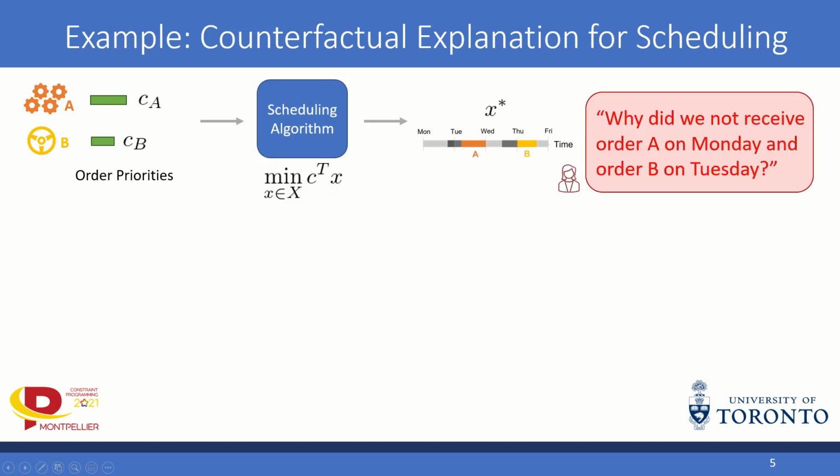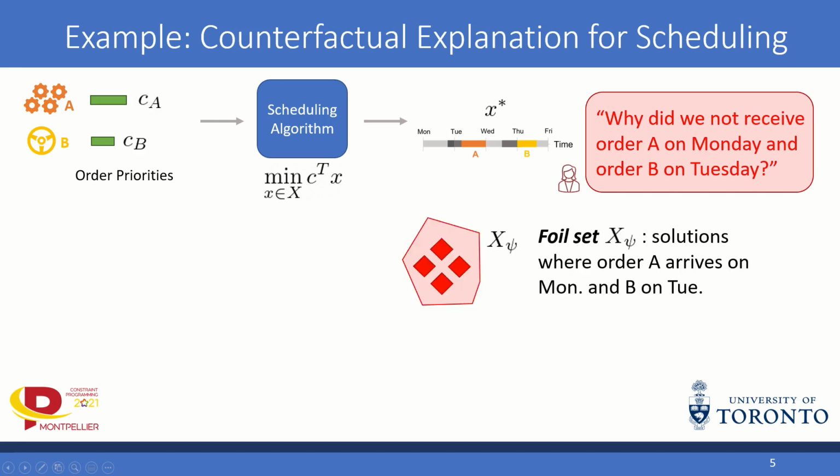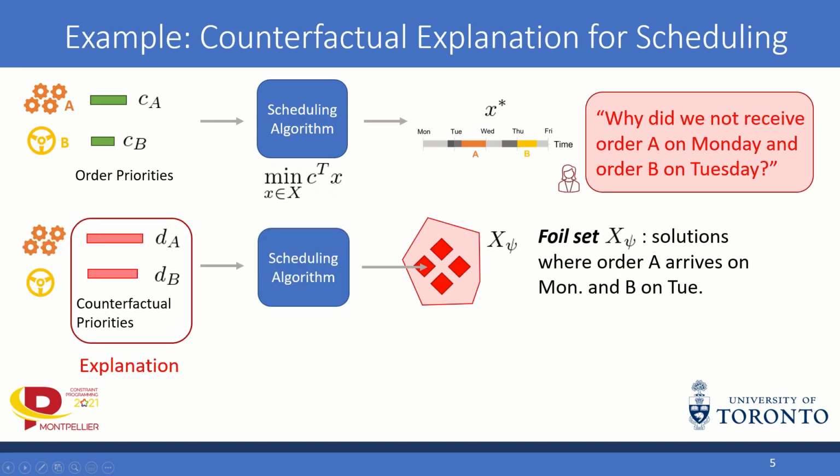Upon seeing part of the schedule, a client asks, why did we not receive order A on Monday and order B on Tuesday? And we define the foil set as the set of solutions that satisfy these delivery times. Then we present the user with an explanation in the form of the counterfactual order priorities that would have been required for one of these solutions in the foil set to become optimal. So the form of the explanation is the minimal change to the objective parameters of the problem.